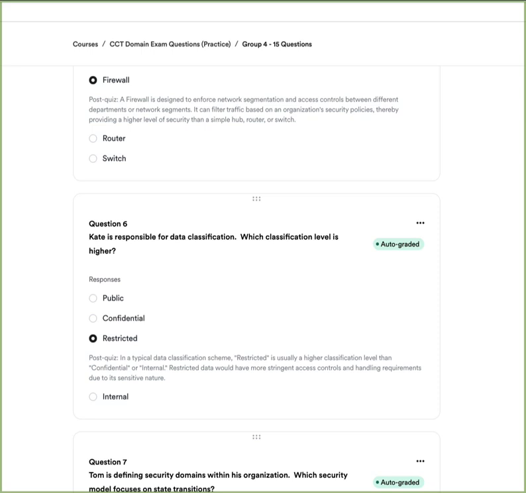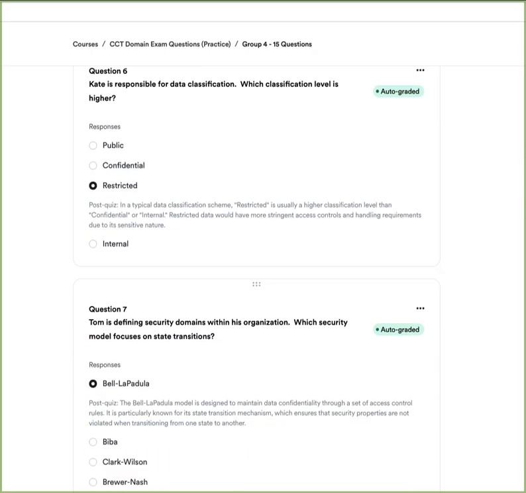Restricted is usually a higher classification level than confidential or internal. Again, that comes down to your company. You may change that. You may want something different, but that is the baseline understanding. Restricted data would have more stringent access controls and handling requirements due to its sensitive nature.